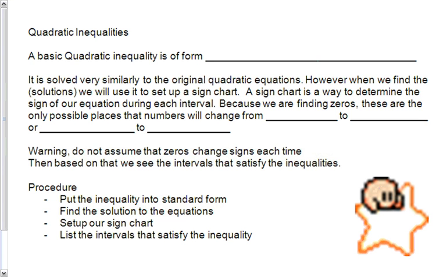Alright, our last and final section in 1.8 is the quadratic inequality. They're similar to the quadratics we just did, but there's one little twist on it. So our basic form, just like before, is ax squared plus bx plus c, and it's 0. However, it's an inequality, so it can be greater than, less than, greater than or equal to, and less than or equal to 0.